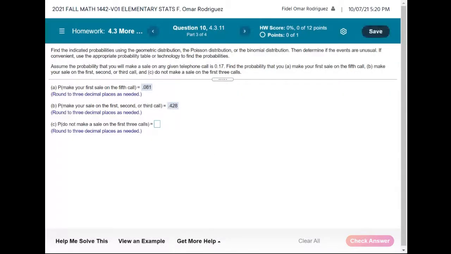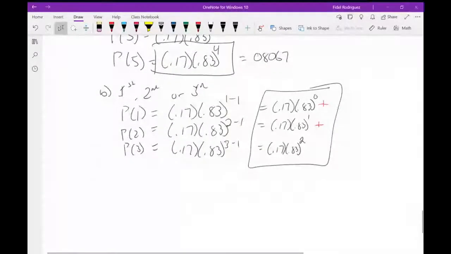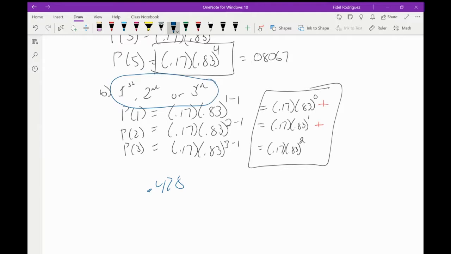And then look what this part says. We do not make a sale on the first 3 calls. Okay, so let me stop sharing this real quick and come back to my notes. Oops, that's not my notes. These are my notes. Okay, so the answer that we came up with for part B, y'all, was 0.428. And that was the probability that we made it on our first, our second, or our third call.